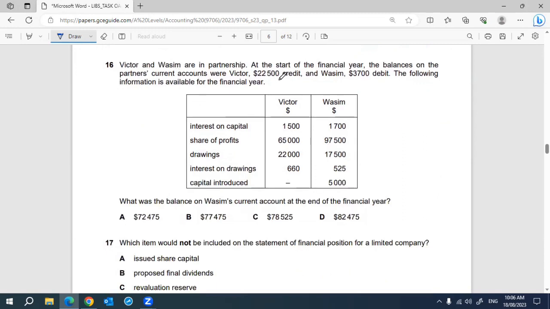Victor and Wasim are in partnership. At the start of the financial year, the balances on the partners' current accounts were given as Victor 22,500 credit, Wasim 3,700 debit. So the following information available for the financial year. So question: what was the balance on Wasim's current account at the end of the financial year? So we only need to concentrate on Wasim. So therefore, we would need to open a current account for Wasim.